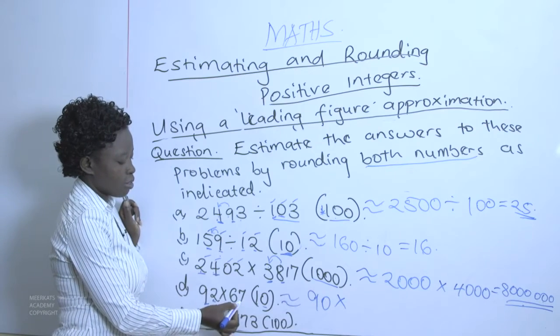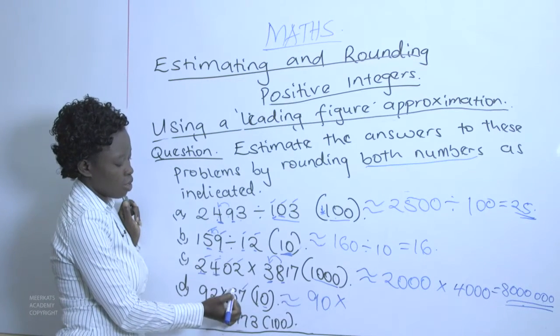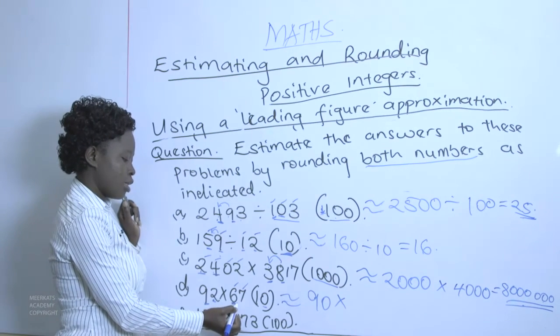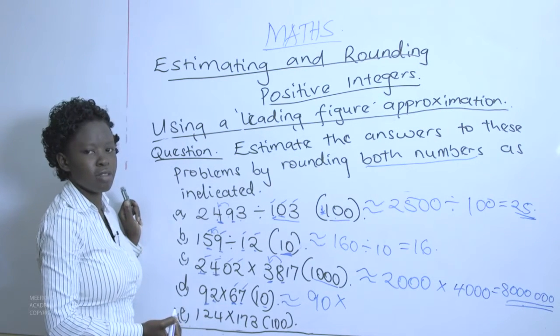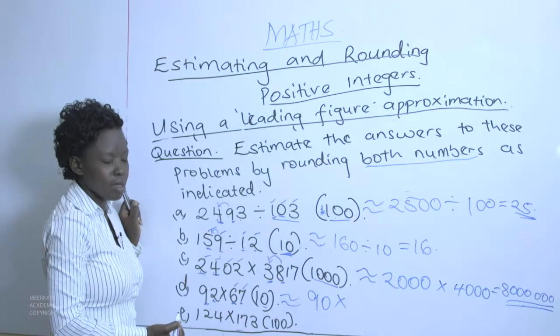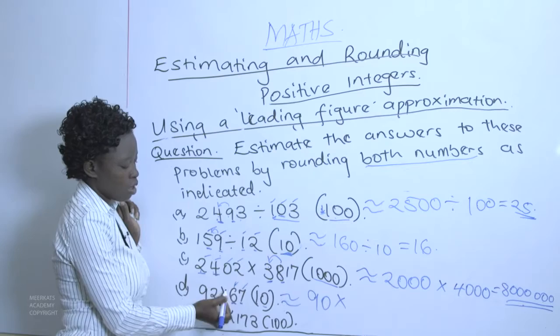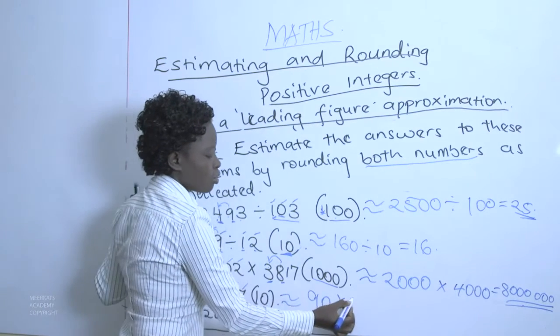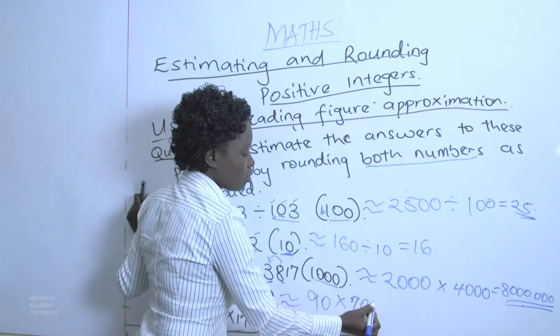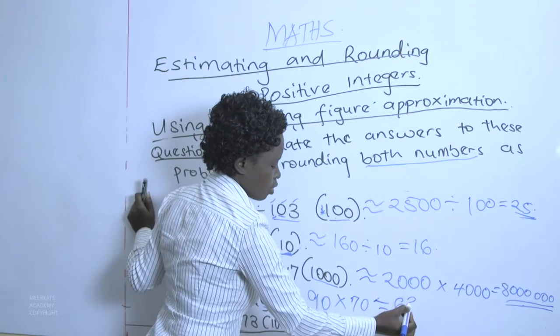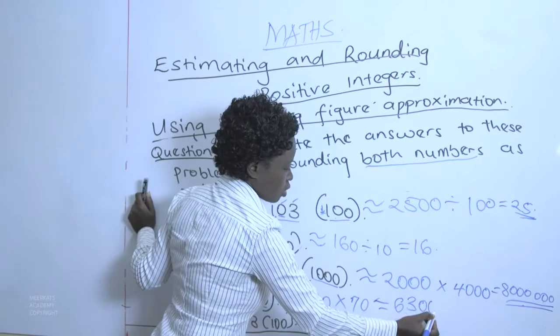by 67. 7 is in the ones, 6 is in the tens place value. So we check this next digit, which is 7. 7 is a number that is more than 5, so it rounds our number up to get 70. So 90 multiplied by 70, we are getting 6,300.